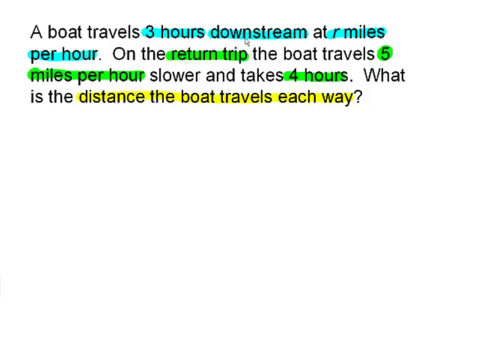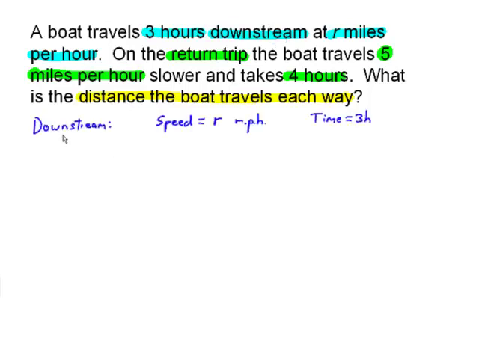Because there's a downstream trip and a return trip, let's assume the distance each way is the same. So that helps. Also, we can probably use the fact that distance equals rate times time because we're given rates and times, huh? So let's organize some of this information first.